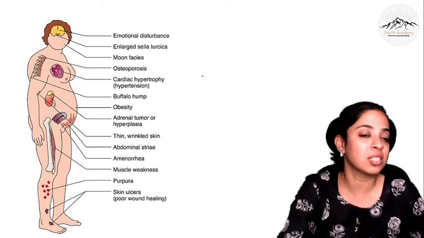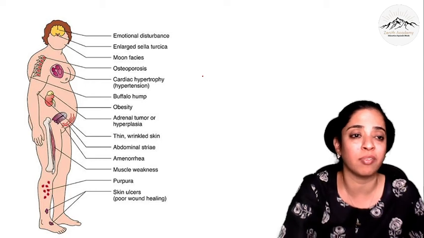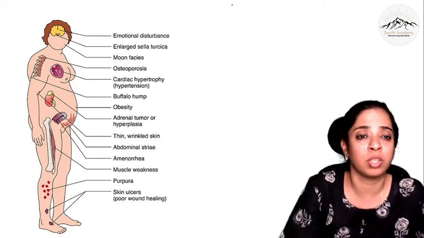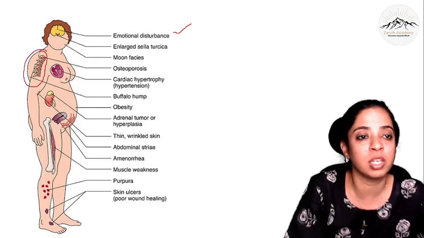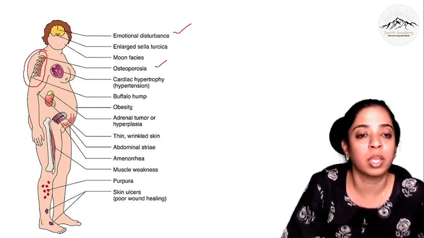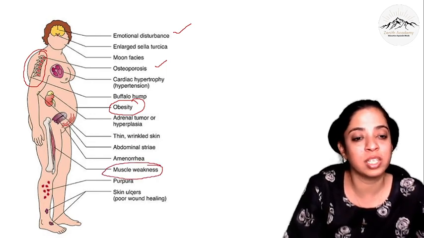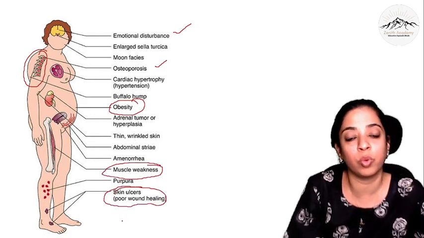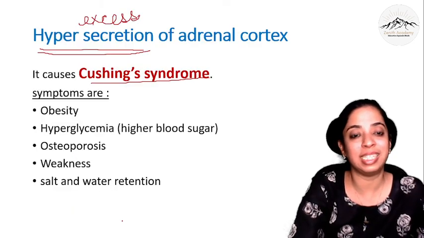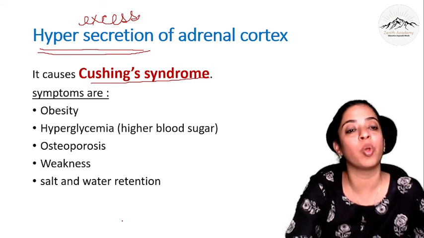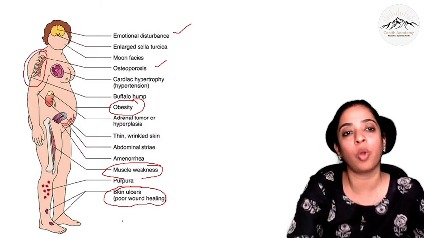So this is how a person with Cushing's syndrome will look like. Very fat. There will be an emotional disturbance. There will be osteoporosis in his or her bones. He will be obese. Muscle weakness, skin ulcers, poor wound healing, all these things will be there. So you have to remember these symptoms of Cushing's syndrome. You have to understand it. This is caused by hypersecretion of adrenal cortex.